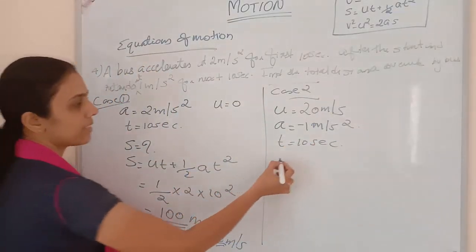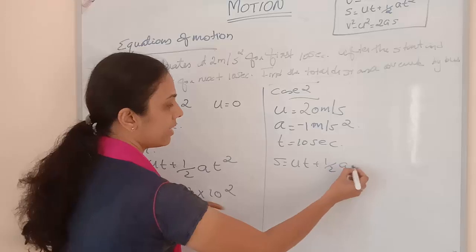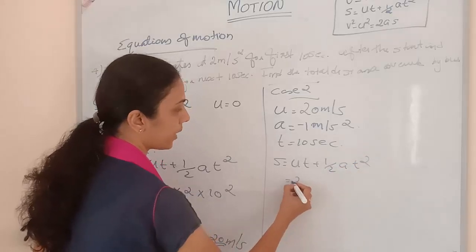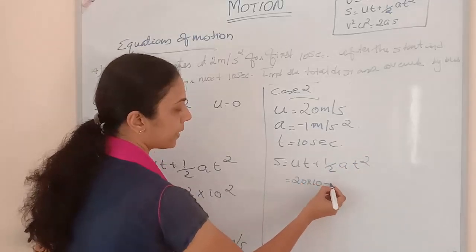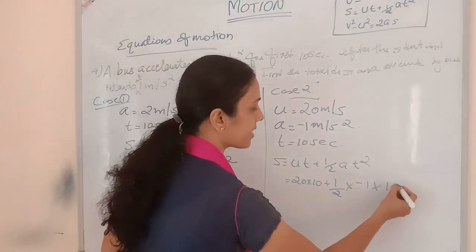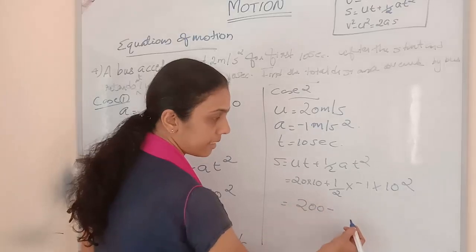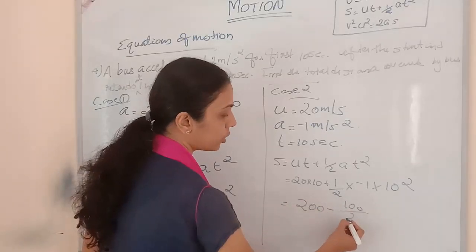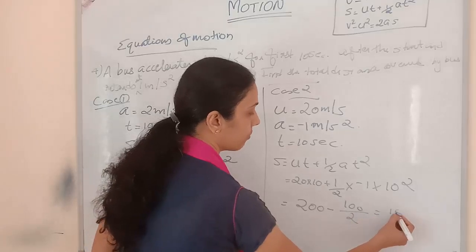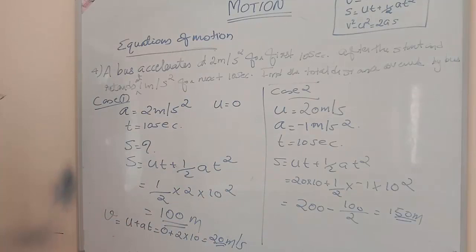So what will be the distance covered in this case? ut plus half at square. u is 20 into 10 plus half into a is minus 1, t is 10 square. So we will get it as 200 minus 100 divided by 2, that is equal to 150 meter. So in the second case we are getting 150 meter.